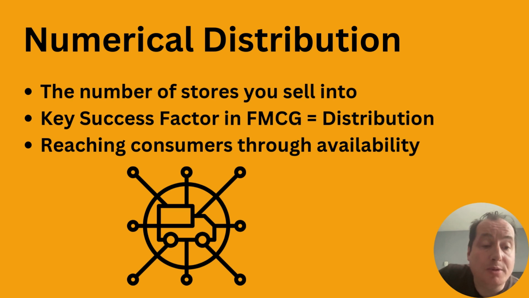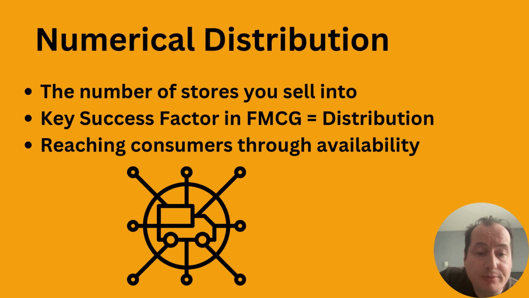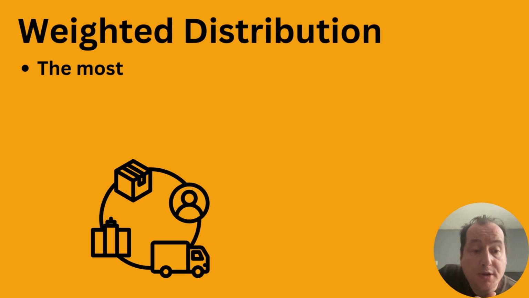Yeah, that could be possible, but you will not cover the entire range of consumers, the entire consumer base in that city, or in the country or whatever scale you're looking at. So it's important to reach all consumers through availability. So availability of 100% for FMCG would be very good, or as close to 100% as you can get. So numerical distribution covered, we go on to weighted distribution.